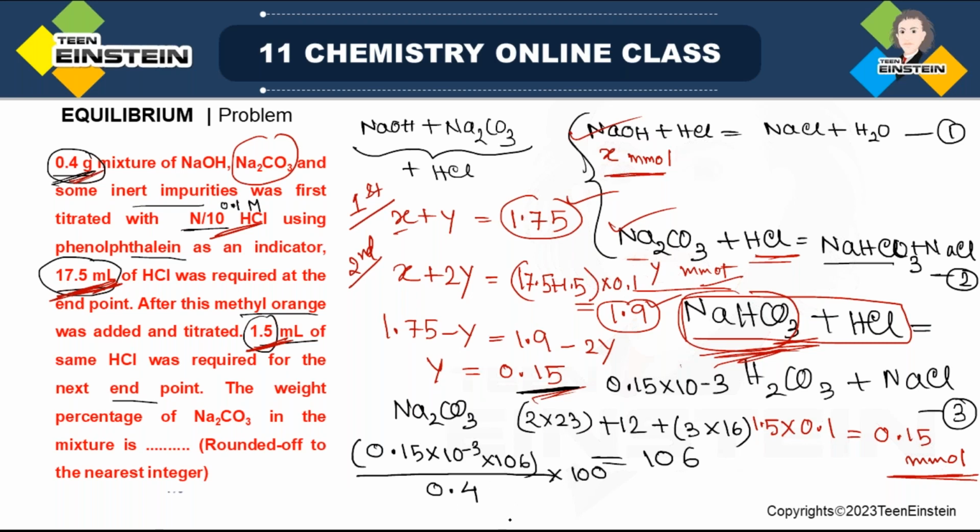Okay. So here this 10 to the power minus 3, it will be only 10, and overall calculation you will get the value 3.975. So rounded off to nearest integer, this will be 4%. Okay. So in this way, the answer is 4. The weight percentage. Fine.